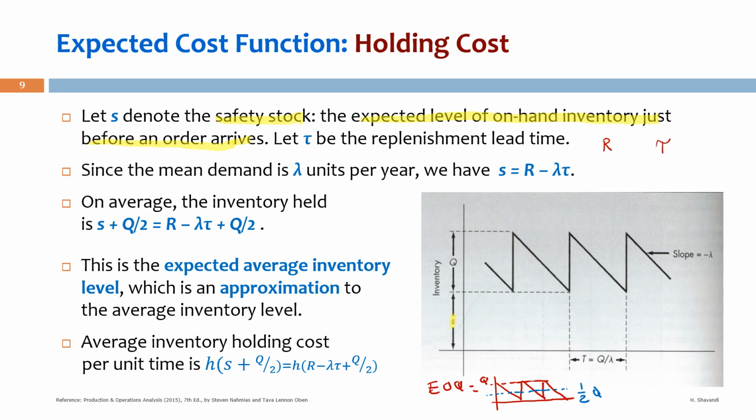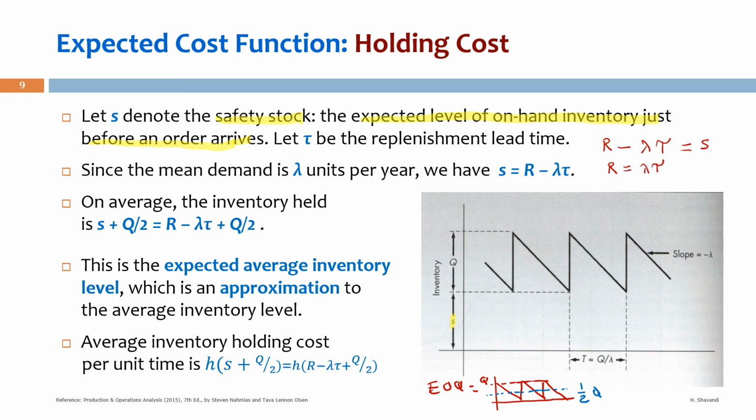Okay, and we know that the mean demand over time, in a year, is lambda, right? So if we multiply lambda by tau, it will be the mean demand during the lead time, right? And then R minus lambda tau, I mean the reorder point minus the mean demand during the lead time, will be our safety stock S. Okay, so if we set R, the reorder point, equal to lambda tau, what happens?